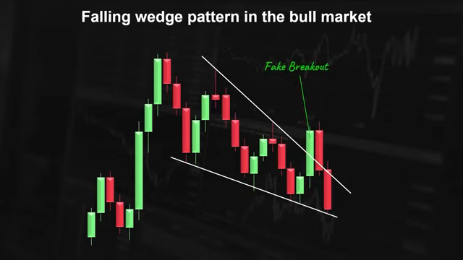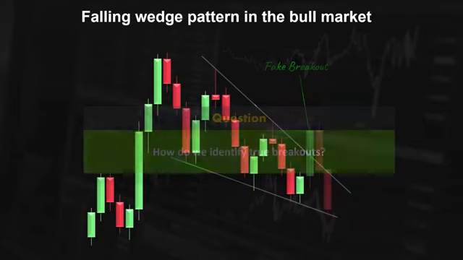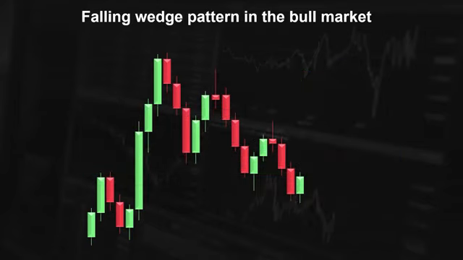After breaking the upper trend line, the price will return and continue trading inside the range immediately. This will confuse traders who thought the trend line was broken and entered a long position. So how do we identify true breakouts? Here are some tips to improve the performance of wedge patterns.